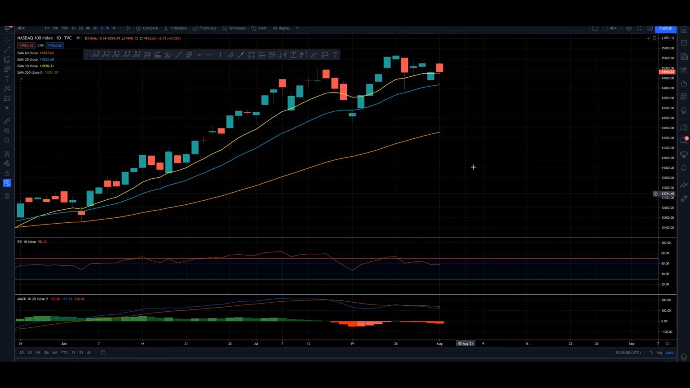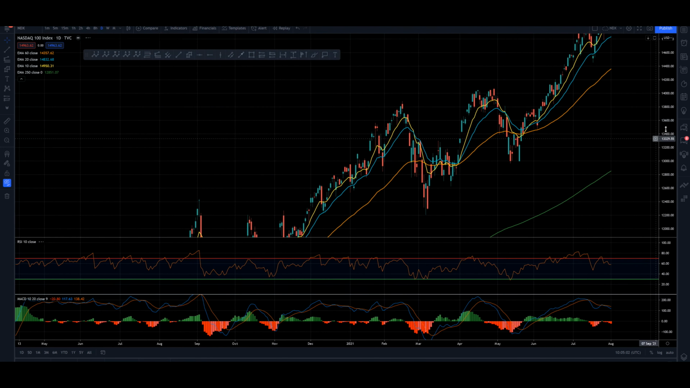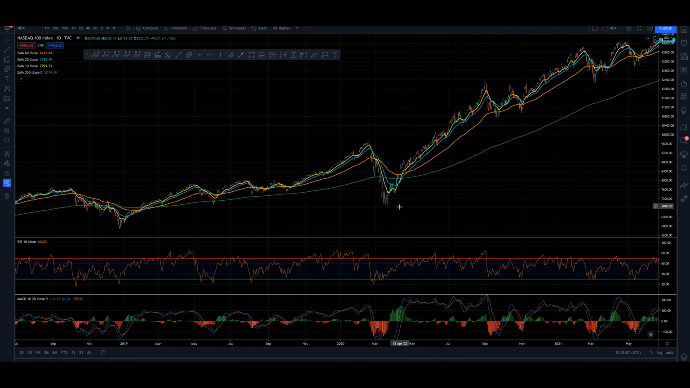Above the 10, above the 20, above the 60, and so far above the 250. I don't know when we last touched it on the daily. I think it was right back at the start. Oh no, well, of course it was during the March 2020 low. It was the last touch of the 250.